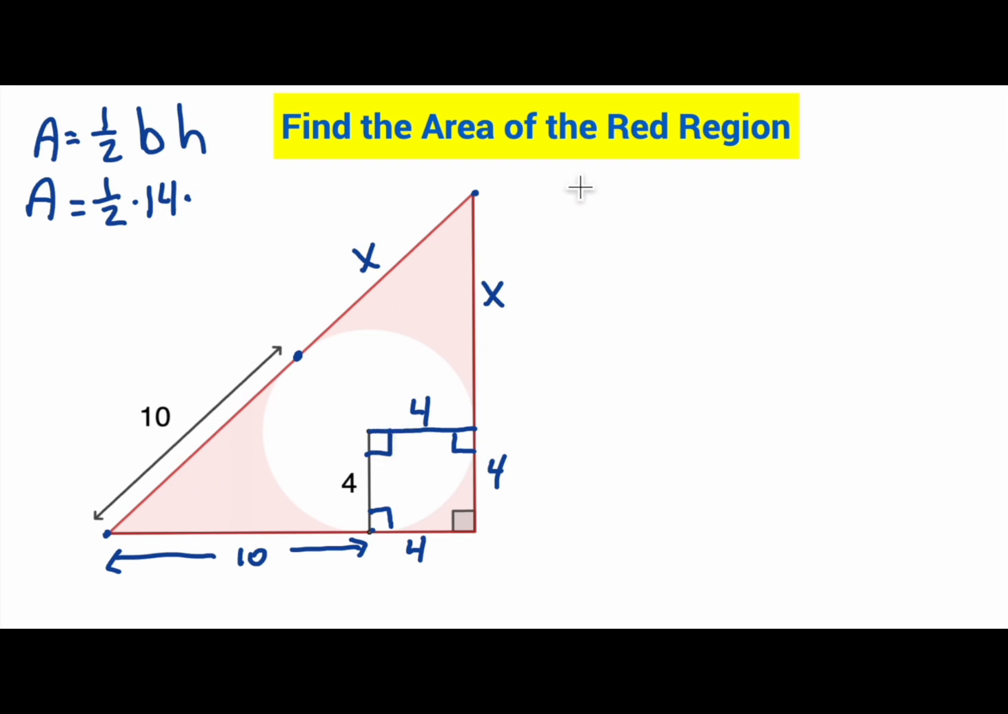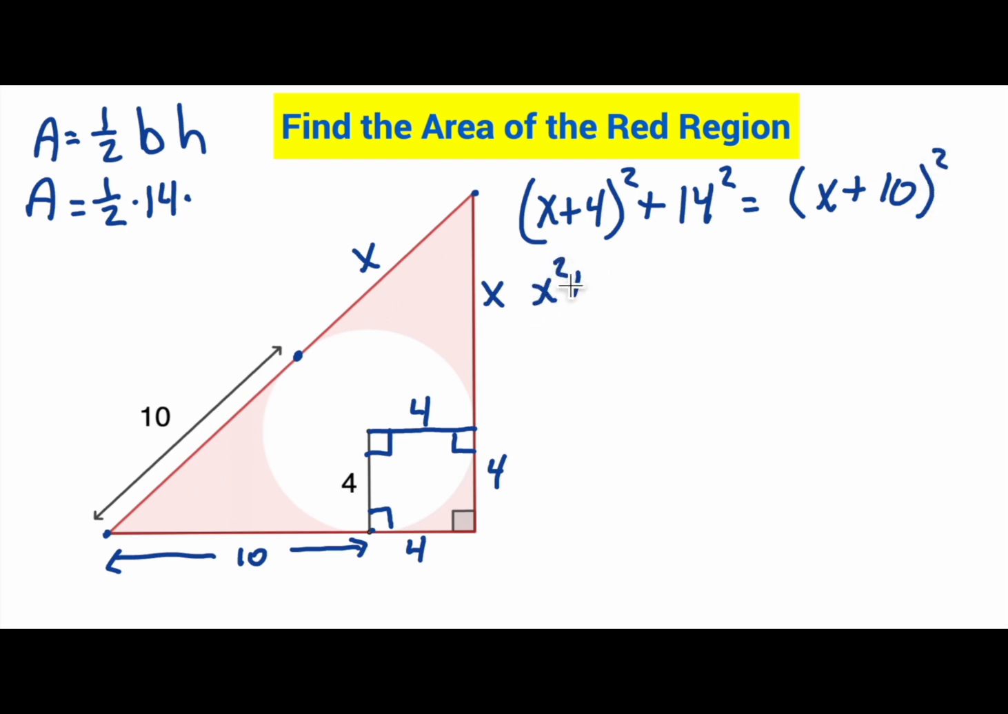So we're going to use the Pythagorean theorem to solve for x. So we're going to say this side here is x plus 4 squared plus the bottom, which is 14 squared, is equal to the hypotenuse, which is going to be x plus 10 squared. When you FOIL x plus 4 squared, this becomes x squared plus 8x plus 16, plus 14 squared, which is 196, equals, FOIL this, x squared plus 20x plus 100.